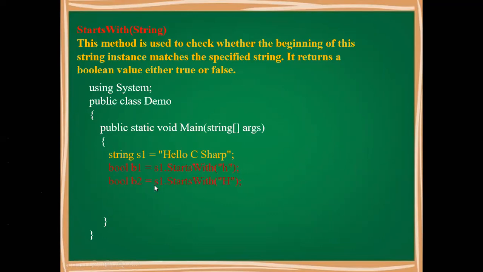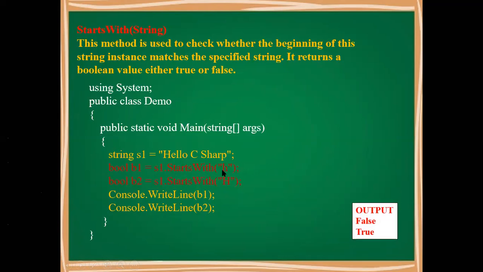Then second, S1.StartsWith H, and here we are asking for this capital H, so it's supposed to give us true. Okay, the first function will return false because capital H and small case h are treated differently, as .NET is case sensitive. Okay, and in the second we are getting true. How to write the function? Please observe that one. S1.StartsWith, similarly S1.EndsWith, we can ask.